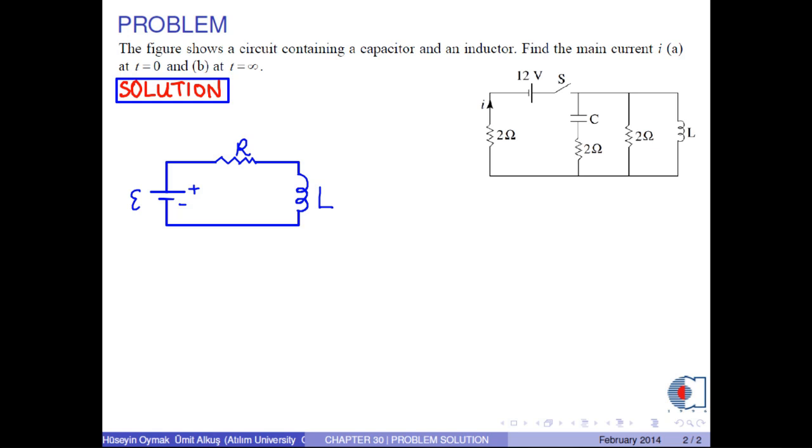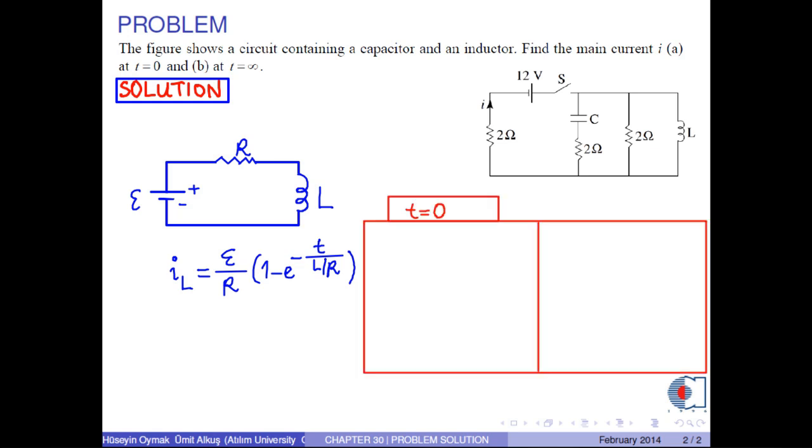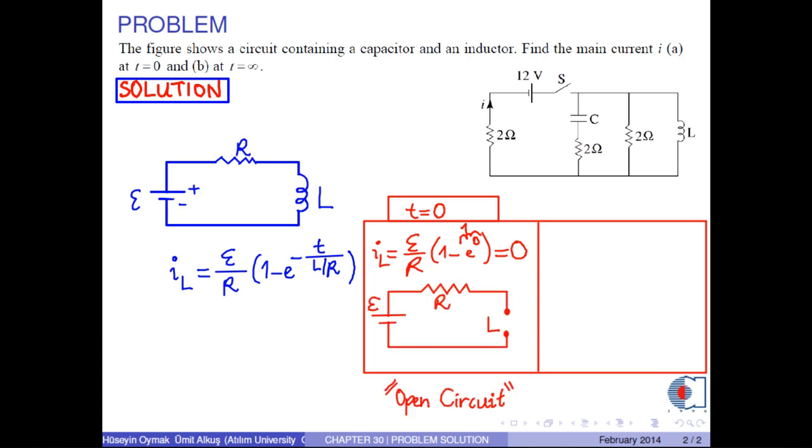For an RL circuit, the current passing through the inductor is calculated by the formula epsilon over R times 1 minus e to negative t over L over R, where L over R is the inductive time constant. At time t equals 0, the current IL is epsilon over R times 1 minus e to 0. E to 0 is 1, therefore the current is 0. Therefore we say that at time t equals 0, the inductor behaves like an open circuit.